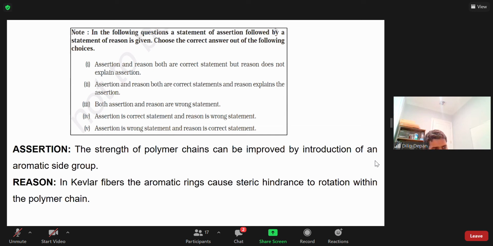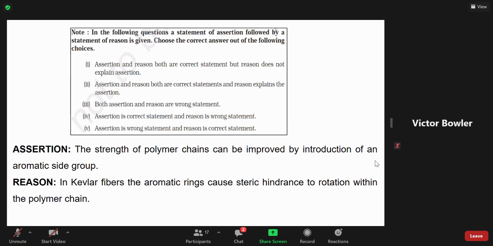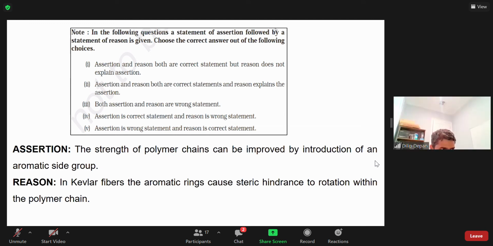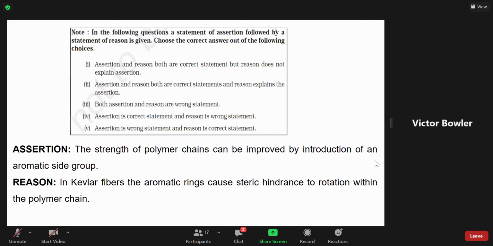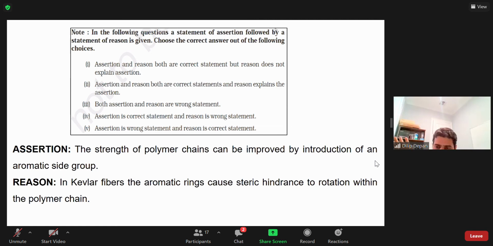Yes, sir. Okay, so the assertion is a correct statement. Now, the reasoning is: in Kevlar fibers, the aromatic rings cause steric hindrance to rotation within the polymer chain. Do we have aromatic rings in Kevlar fibers? I think so. Well, see, Kevlar fibers are also known as aramid fibers, right?